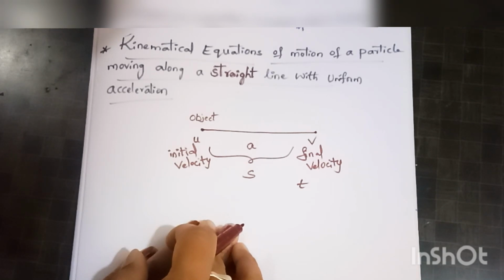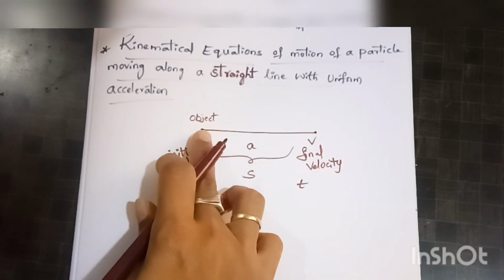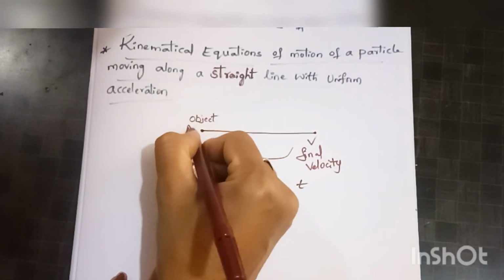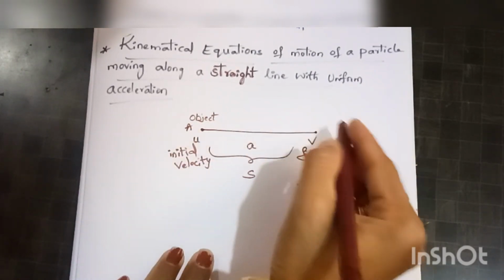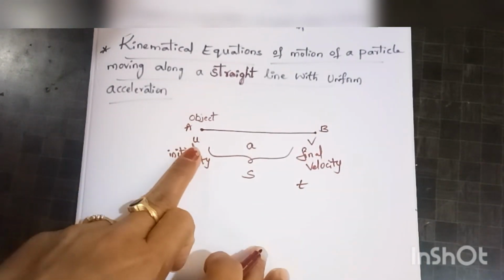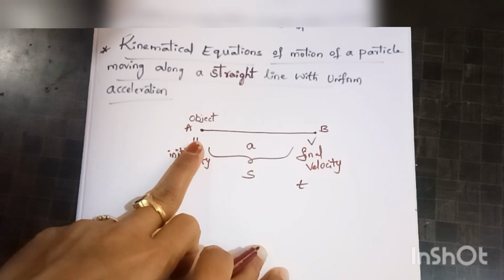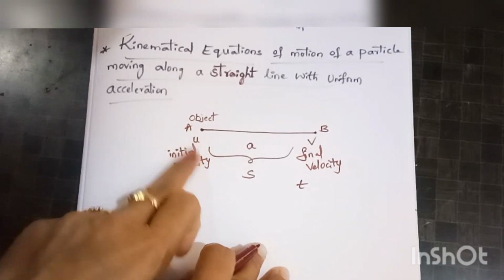Today we are going to discuss some equations based on an object moving in a straight line with uniform acceleration. If an object is moving in a straight line with the same acceleration, based on that concept, we are going to discuss some equations. Let us consider an object at point A. I'm considering only one object, which is at point A.